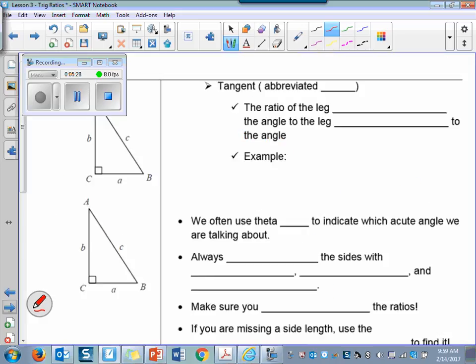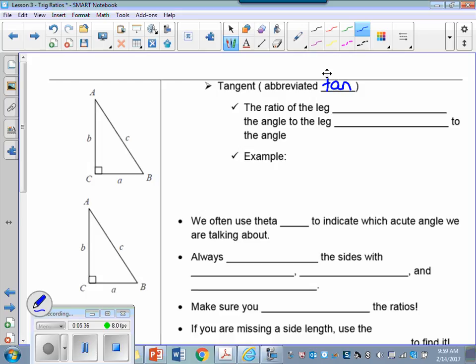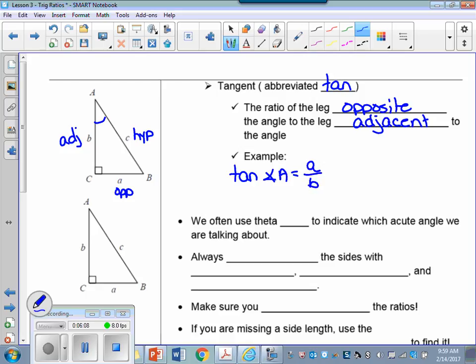The third trigonometric ratio we're going to work with is tangent. It is abbreviated TAN, and we don't say tan, we say tangent. It is the ratio of the leg opposite to the leg that is adjacent. All right, so let's look at A again. Opposite, hypotenuse, and adjacent. So tangent of angle A is the opposite over the adjacent. That would be A over B.